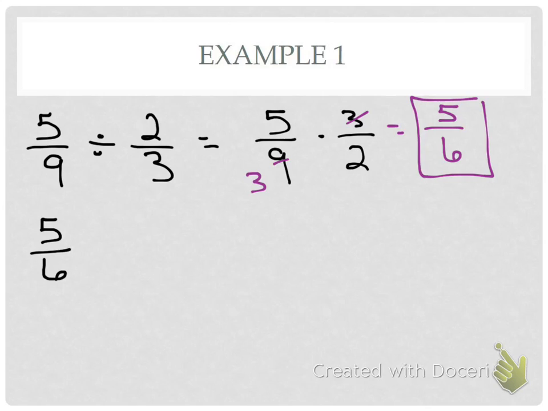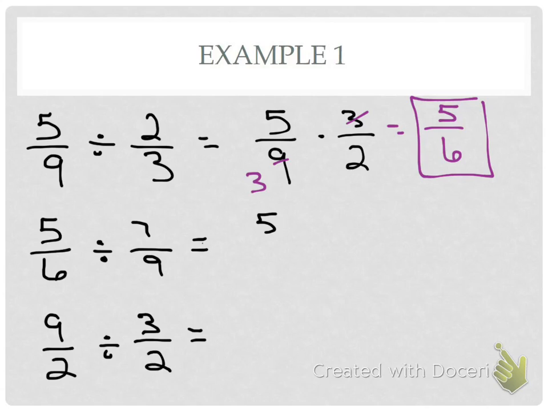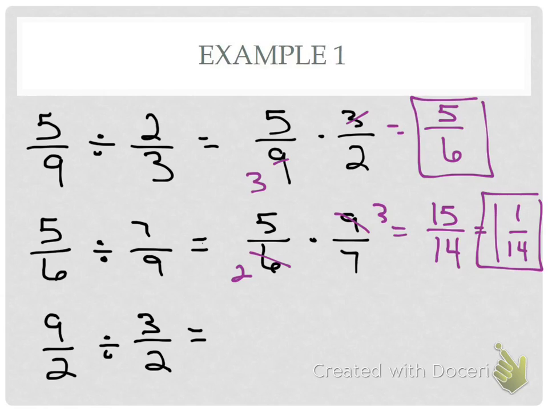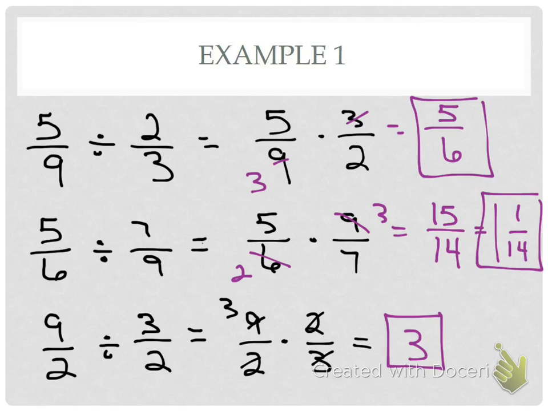So now I want you to do these two. Okay, same way. All right, so 5/6 times what? 5/6 times 9/7, cross-reduce. Oh, wait, can I do 15/14? Is that my final answer? 1 and 1/14. Okay. Now, 9/2 times 2/3. I can cross-reduce a lot here. 3. All right, did you get them both? Yeah? Okay. All right, very good. So that's it for example 1.